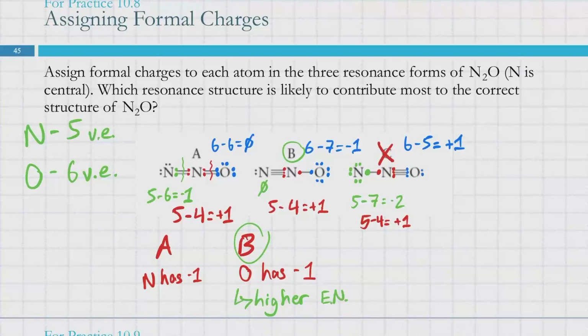So it's got the higher electronegativity on oxygen versus nitrogen. It's like a 3.5 versus a 3. Closer to fluorine than nitrogen.